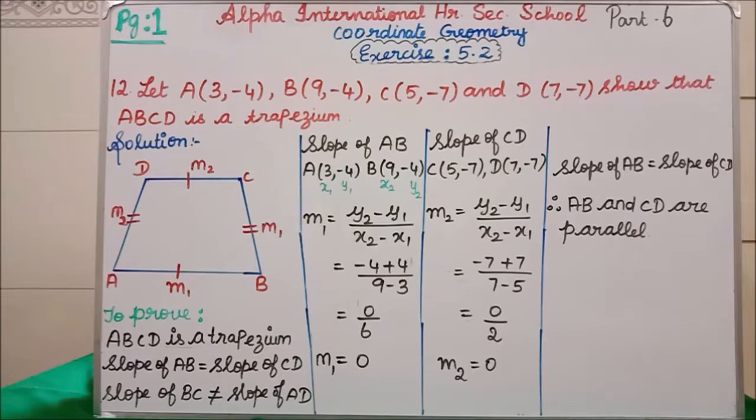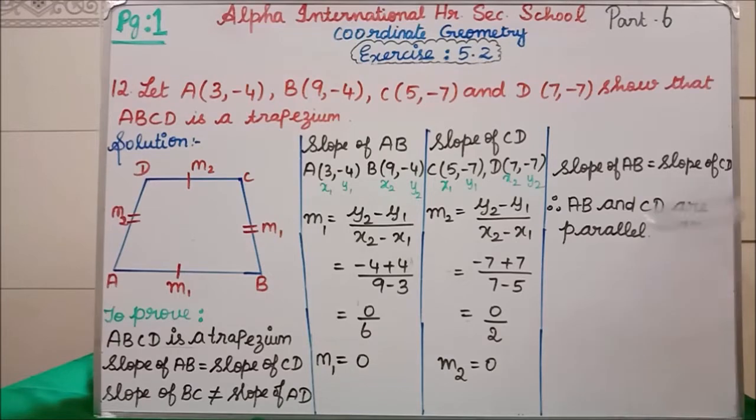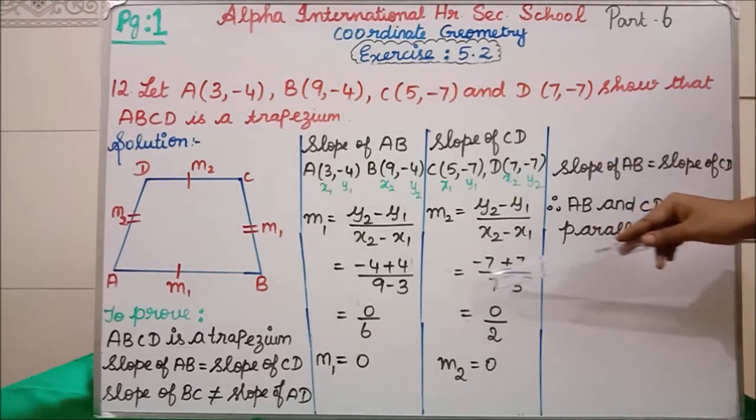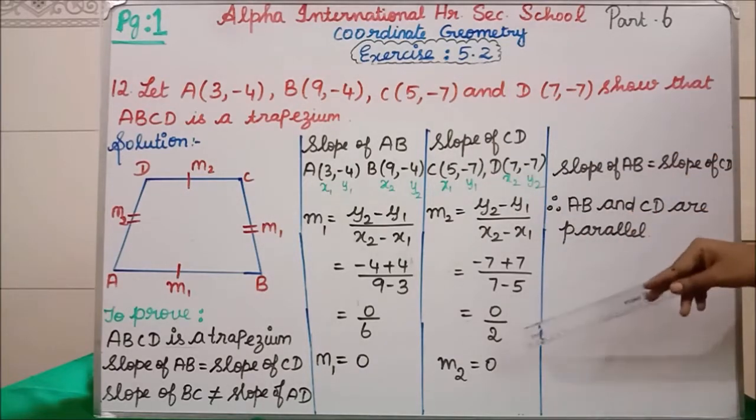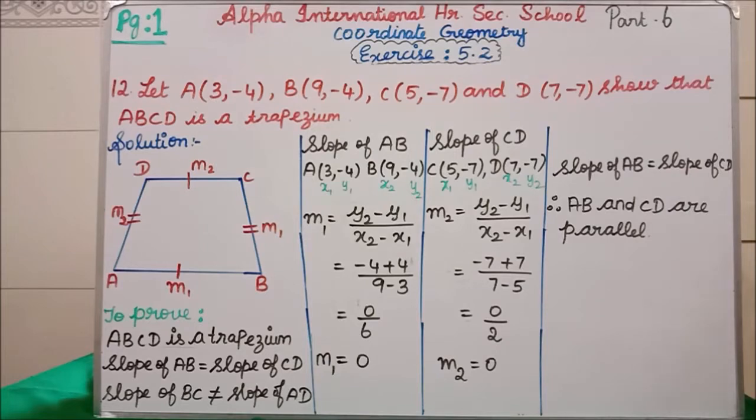The C point and D point we know, again the two-point formula. Here also write x1, y1, x2, y2. What is our y2? Minus 7, y1 is minus 7, so minus minus becomes plus, divided by 7 minus 5. 0 divided by 2, we get m2 is equal to 0. See, m1 is also 0, m2 is also 0. We can write slope of AB is equal to slope of CD, which means AB and CD are parallel. One pair of opposite sides we have got parallel, so surely it is a trapezium.